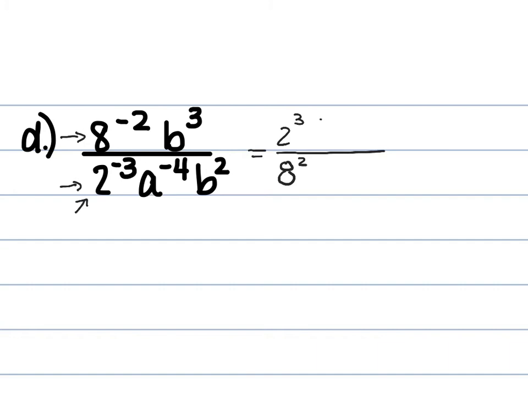The b to the third power doesn't need to be moved because it's not a negative exponent. However, this a to the negative fourth power is on the wrong side right there. So I'm just going to move it up top.